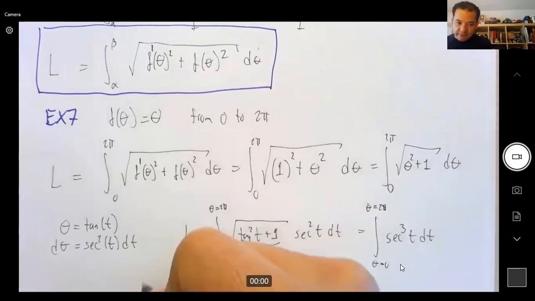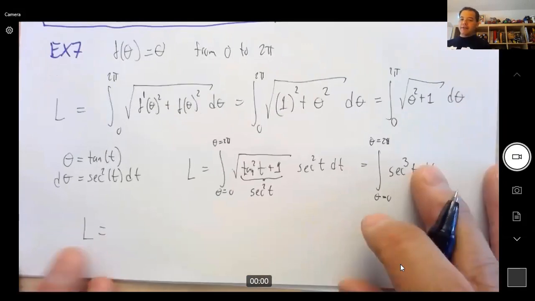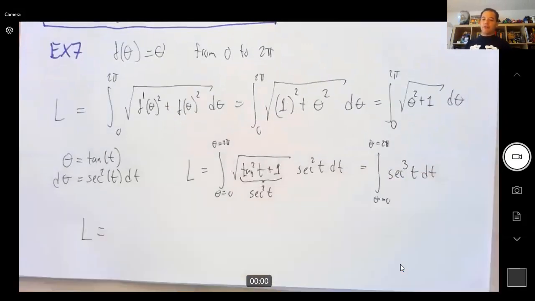And we had done secant cubed before. I'm not going to do it again. That takes actually a little bit of time. You need to do integration by parts and then know the formula for secant. So I'm just going to go towards what the answer to this is.